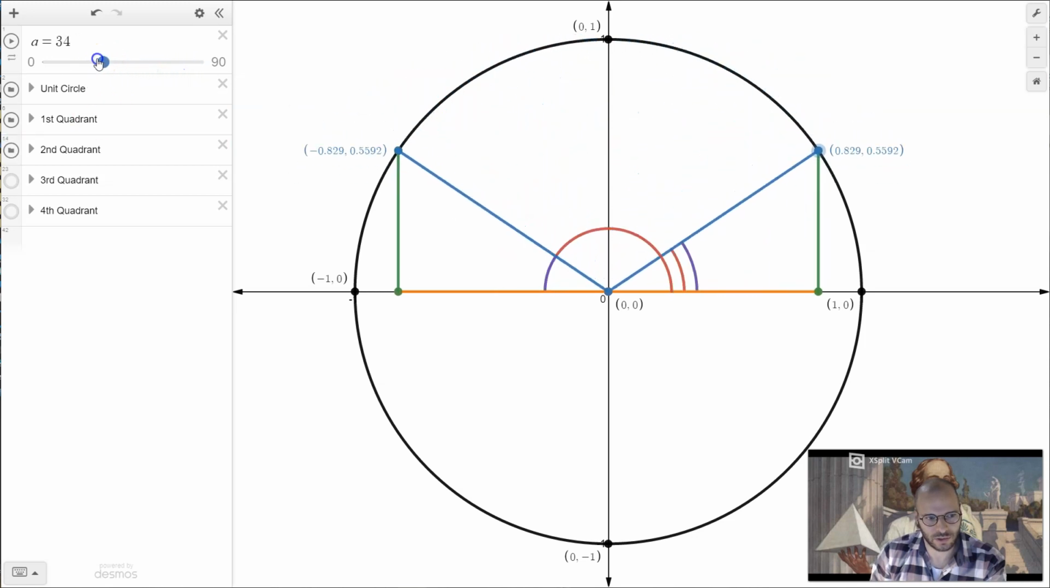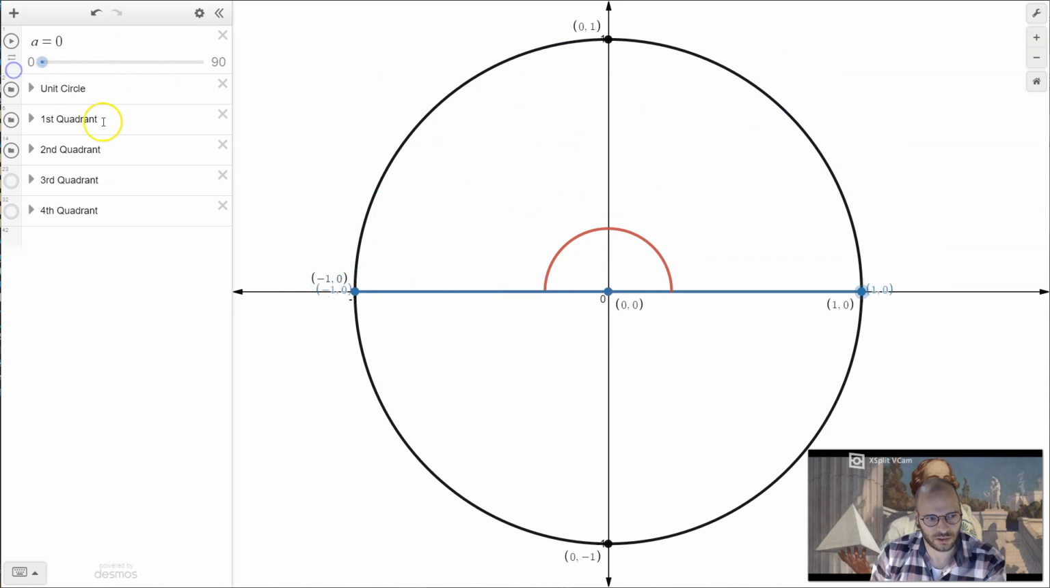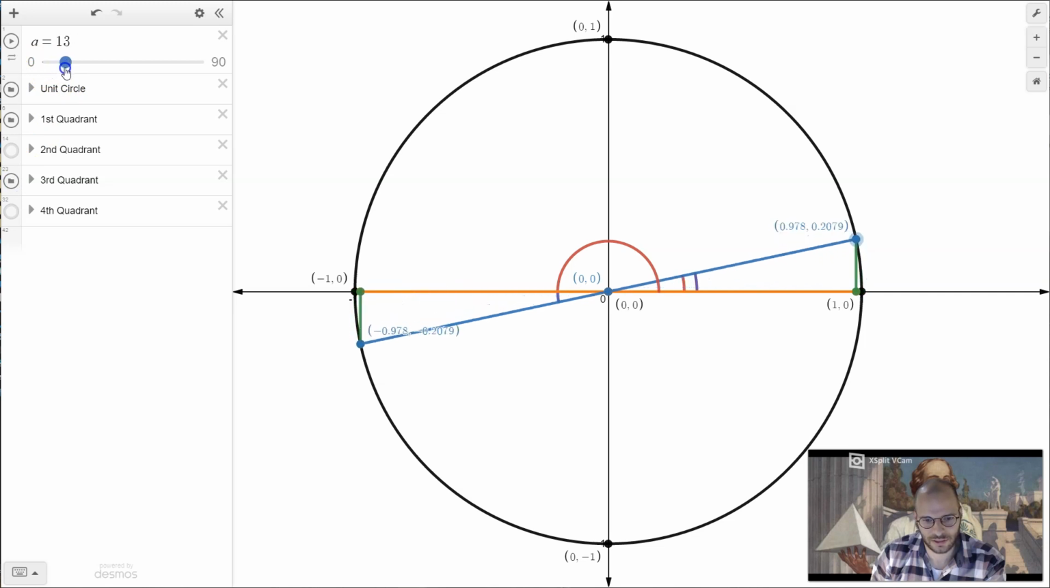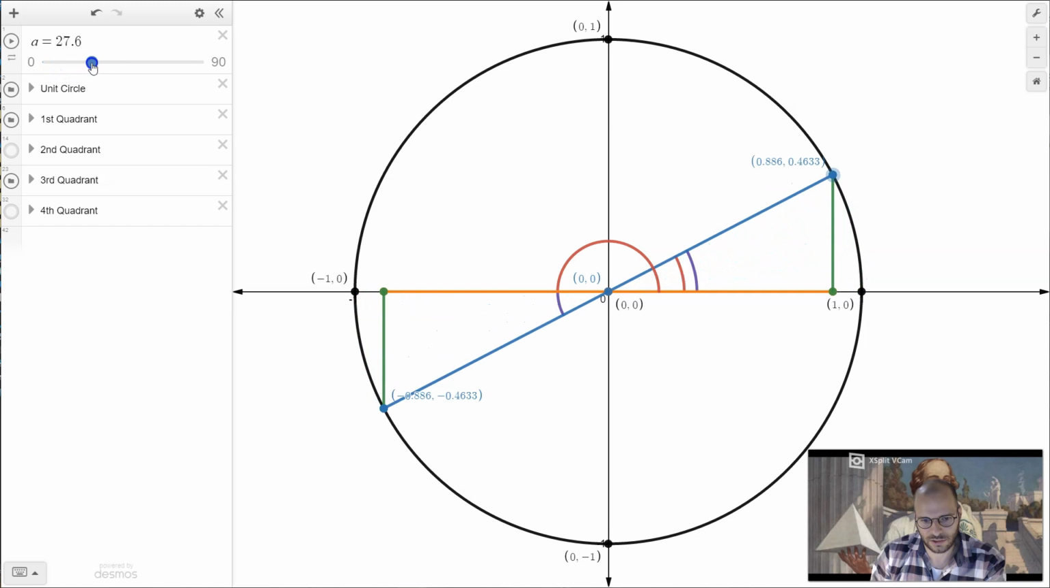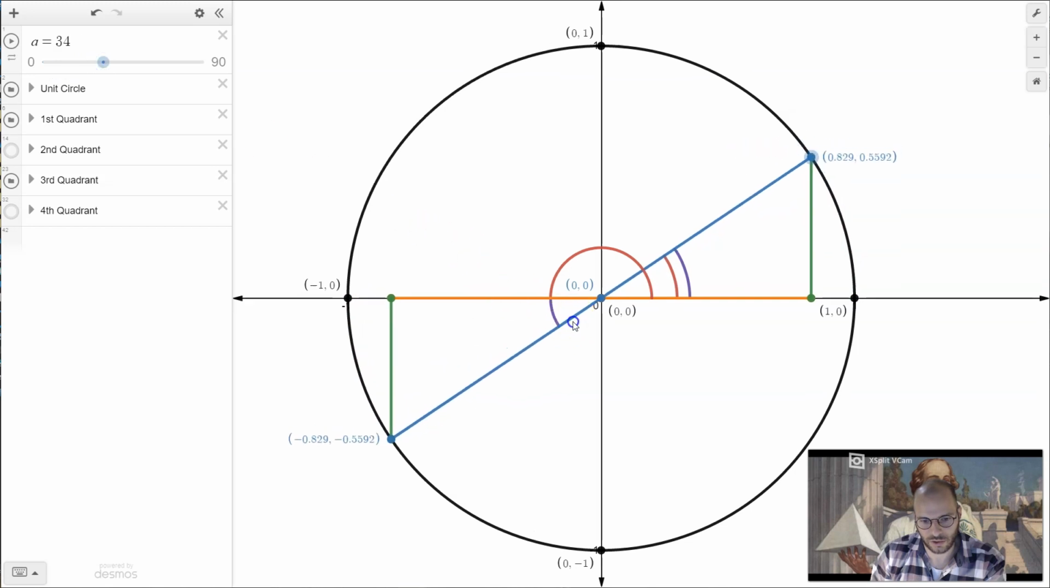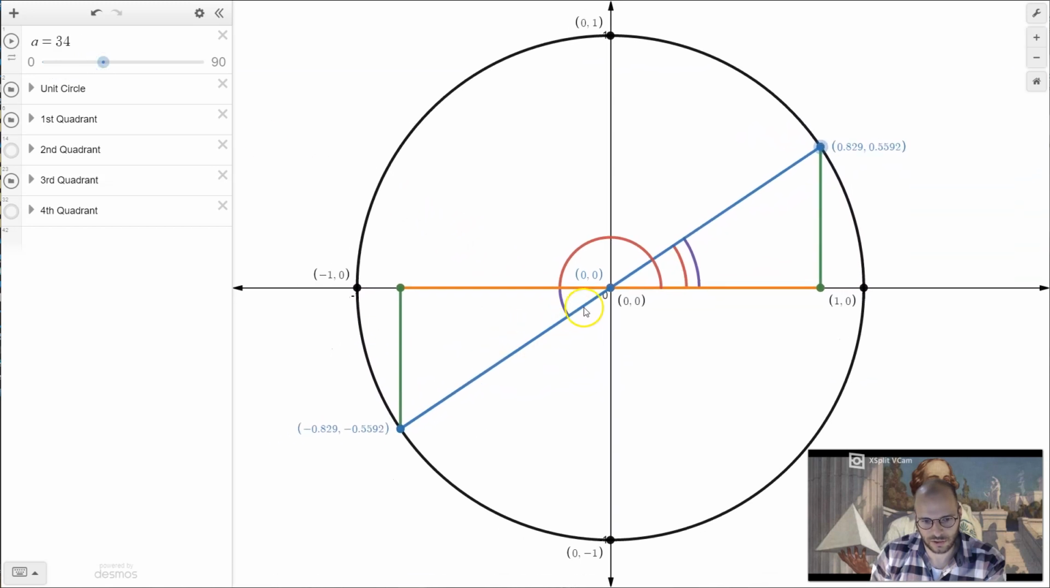Now we're going to have a look at the third quadrant and compare the third quadrant to the first quadrant. Comparing the first and the third, what you can see is that as the angle theta increases, so does the triangle in the third quadrant over here. So the triangle grows as theta grows.